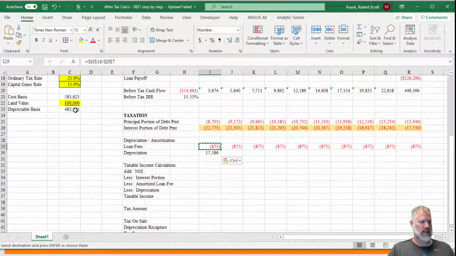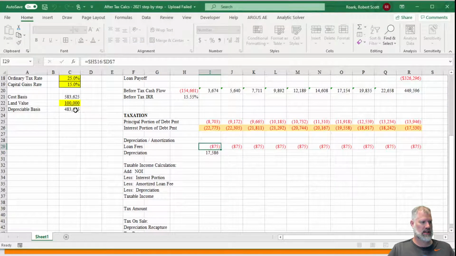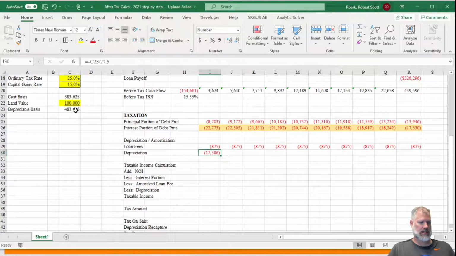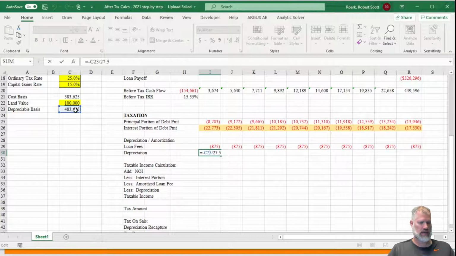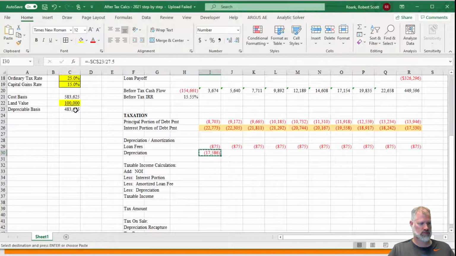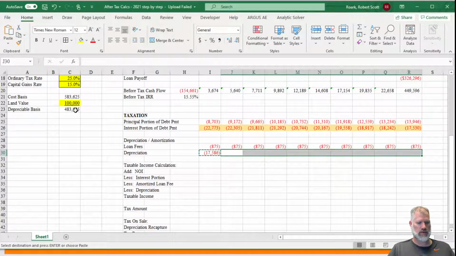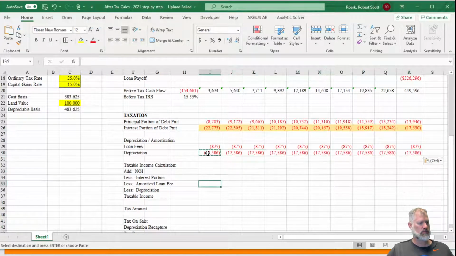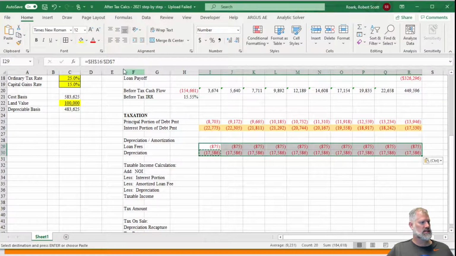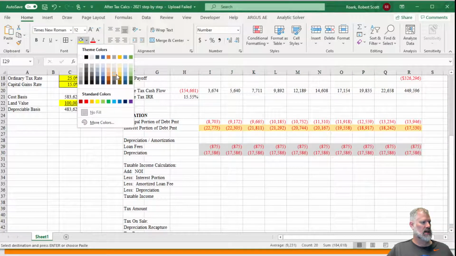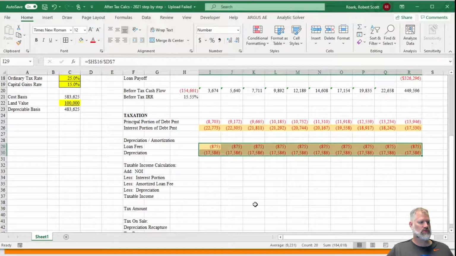Let me format that. Oops, and I should make it a negative because this is an expense. And I should also F4 that to make it an absolute reference. So I'll go ahead and copy that all the way across, and I should have a whole bunch of 586s. I do. And let me go ahead and highlight these in that special taxable cash flow kind of a color. Even though these aren't cash flows that we're paying per se, they do affect our taxation.